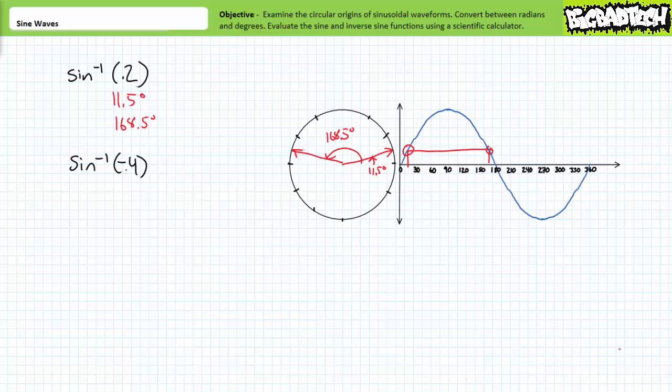If you're tracking, you should have obtained the following values. The inverse sine of 0.2 yields 11.5 degrees. Given the vertical plane of symmetry about 90 degrees, one would also expect the sine function to achieve 0.2 at approximately 168.5 degrees. Corresponding points on the unit circle support these answers.